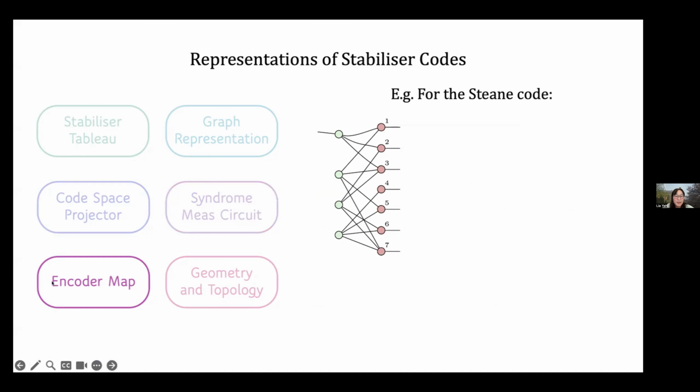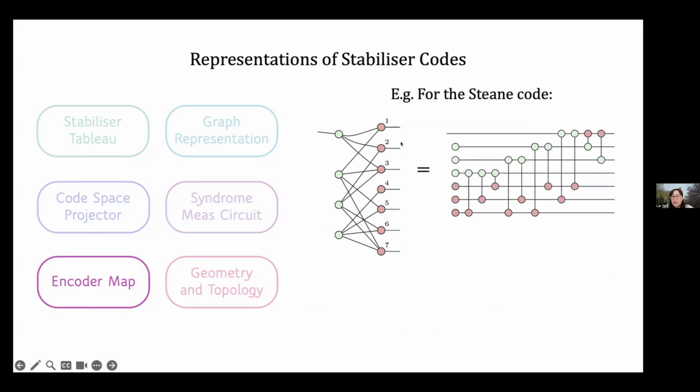Also, if you specify with this encoder picture how logicals are mapped to physicals, then this left-hand side phase-free ZX diagram for the encoder for the Steane code, the [[7,1,3]] code, you could also extract a circuit from it. So this is a CNOT circuit acting on a |+> and |0> states, one for each stabilizer generator. So this is an encoder map.